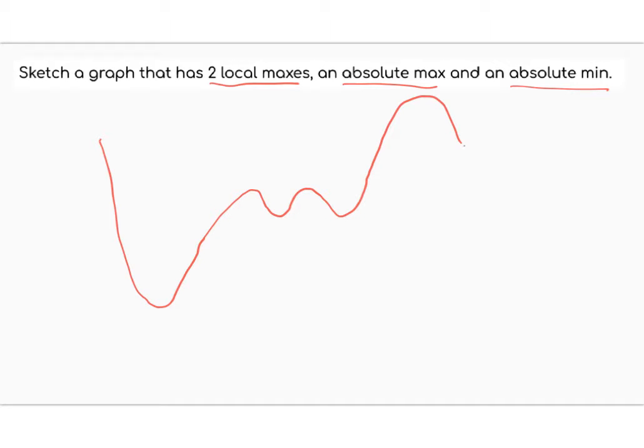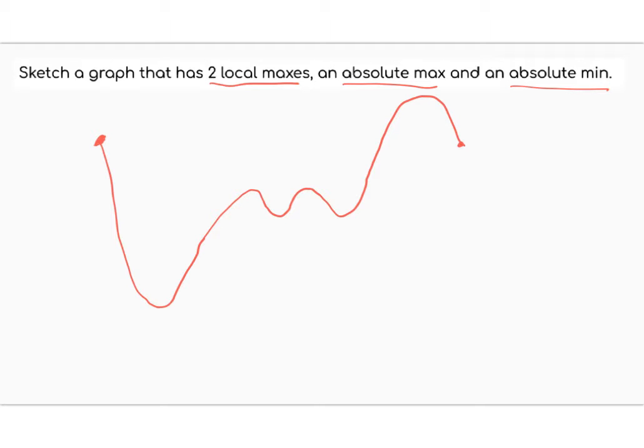All right, first off we've got to sketch a graph that has two local maxes, an absolute max and an absolute minimum. One way to deal with this would be to think about this: okay, there's my absolute minimum, local max, absolute max, and kind of stopping in this way.